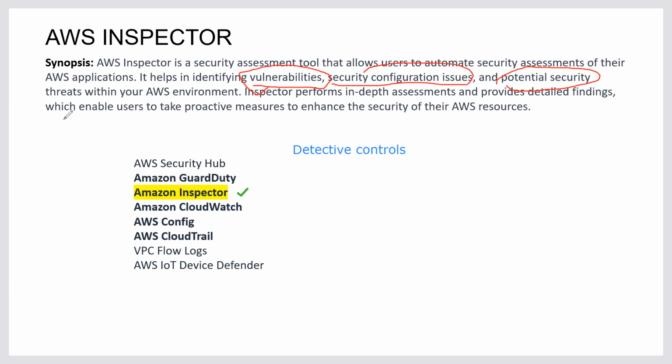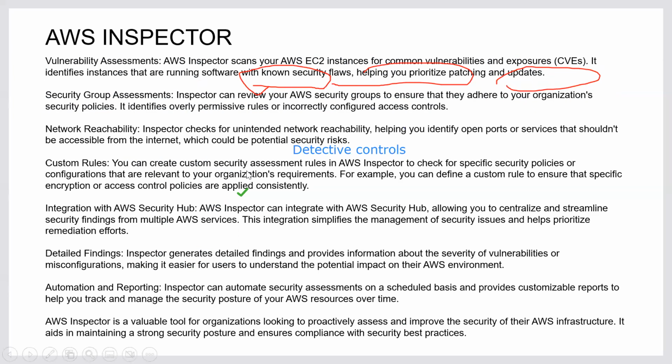Right? Then let's go to the next. Okay, let me clear the things off from here first. Okay, another important point when we are discussing AWS Inspector is common vulnerabilities and exposures, CVEs. This is one of the keywords.